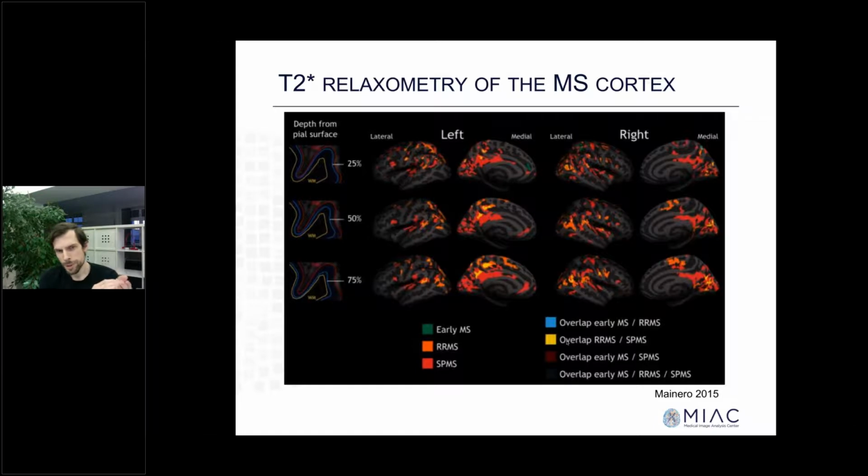T2 star mapping can help to identify areas in the cortex that are abnormal from the signal. And here's a study that has investigated early MS, relapsing remitting MS, and also progressive MS patients. And as you can see here, it was observed that large areas of the cortex are indeed not normal.